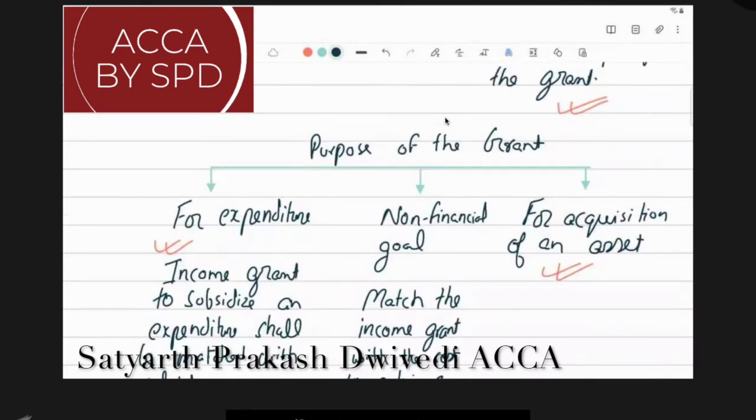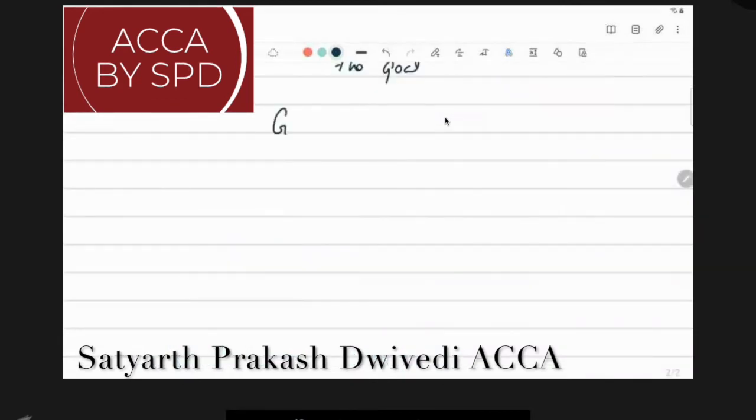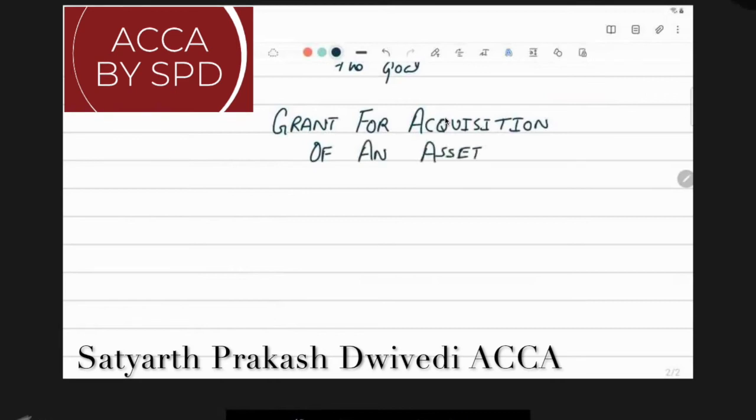So if it is related to an asset, then the international accounting standard says... So let's do it separately. This is grants for acquisition of an asset. So for acquisition of an asset, what does the IAS say? Right. So grants for purchase of a non-current asset. I'm reading it out, and then we will... just give me a minute. Okay.